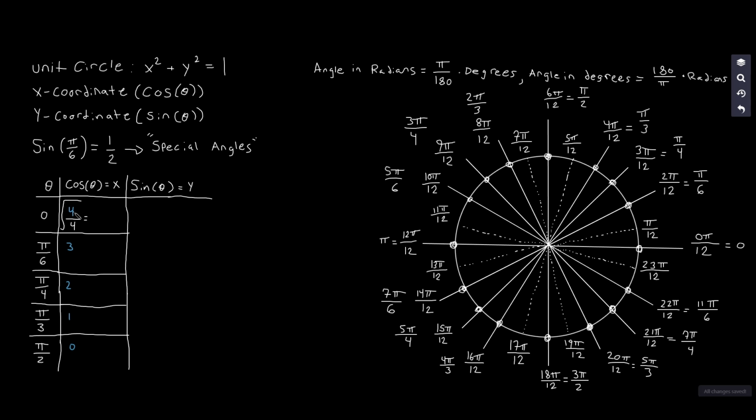Well, what's the square root of 4? Oh, that's 2. What's the square root of 4 again in the denominator? Oh, that's 2. And now maybe it's easier to see that this is going to be 1.